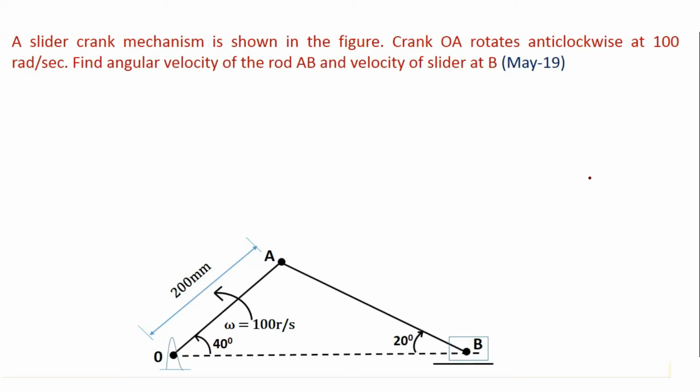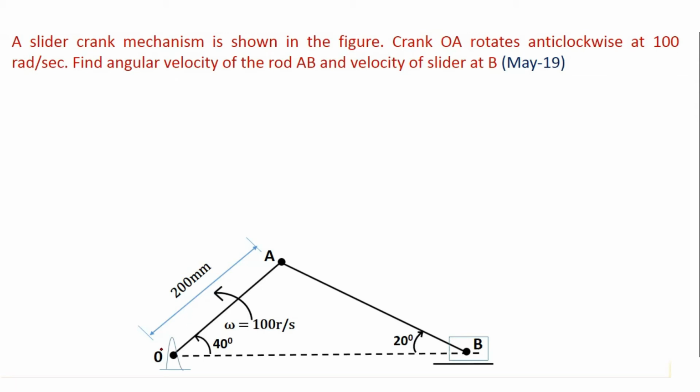Crank OA rotates anticlockwise at 100 radian per second. Find the angular velocity of rod AB and velocity of slider at point B. Let us start with the solution.